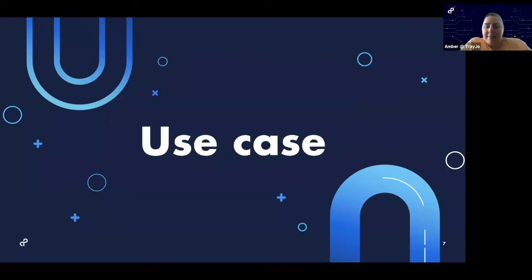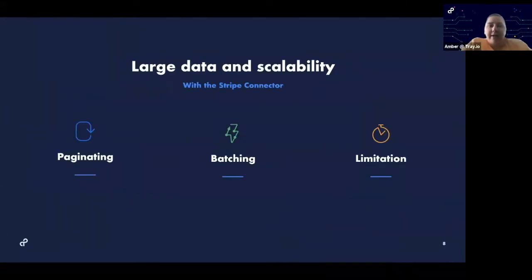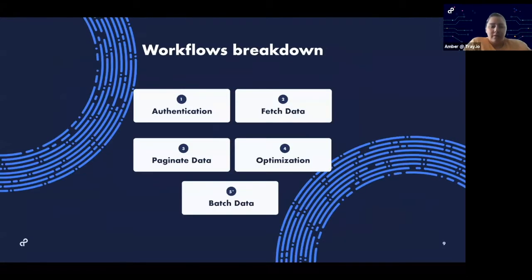The use case today, we're going to be looking at how to process large data sets in a scalable way with the Stripe connector. We're going to be covering the concept of paginating, batching, and then we're going to discuss limitations with doing this. Our workflow is going to be broken down into 5 sections. The first is going to be authenticating. Then we're going to fetch data. We're going to look at paginating the data, and then we're going to optimize our workflow. And if time permits, we're going to look at how to batch that data.